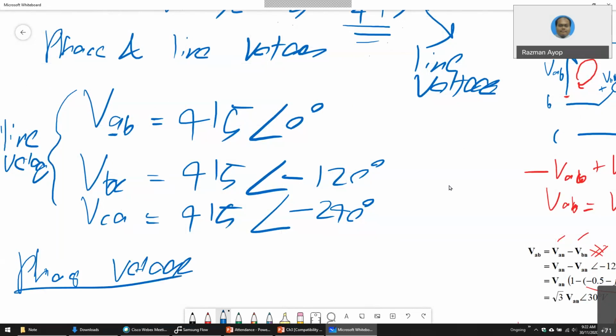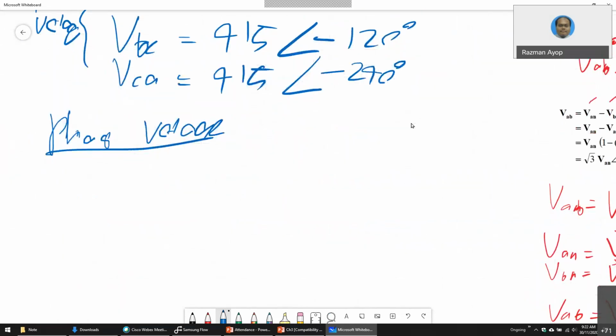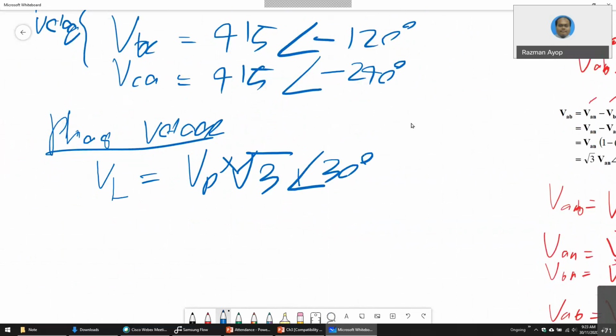Okay, how to calculate phase voltage using the formula. V line equals V phase multiplied by square root 3, angle 30 degrees. That is the formula. And because you want to find the V phase, V phase equals V line divided by square root 3, angle 30.